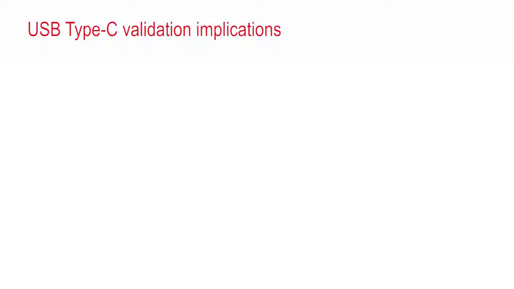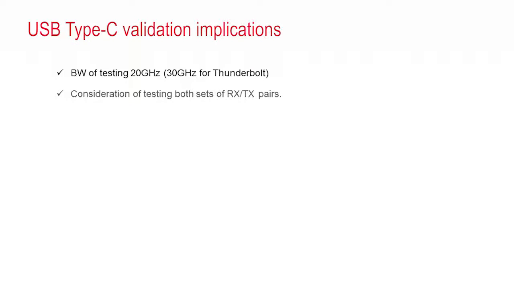It's a sophisticated interconnect that requires high bandwidth. In this case for USB and for DisplayPort, 20 gigahertz, 30 gigahertz for Thunderbolt, as you press 20 gigabits per second through that interface. There are two RX-TX pairs, so both of these need to be considered in a validation plan. If the device that you're manufacturing has different protocols, such as DisplayPort as well as USB or Thunderbolt, then those protocols need to be tested as well.